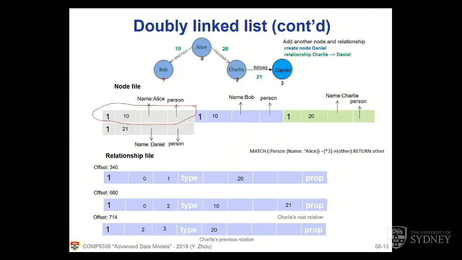And once we find this, because we're trying to find some paths, all these paths are formed by relationships. So we need to follow the relationship, and then we find the first relationship, which is this one, and it says ID is 10. Then we jump to the relationship file, and we find the record at offset 340. That's the record we want. That's the record representing the relationship with ID 10.